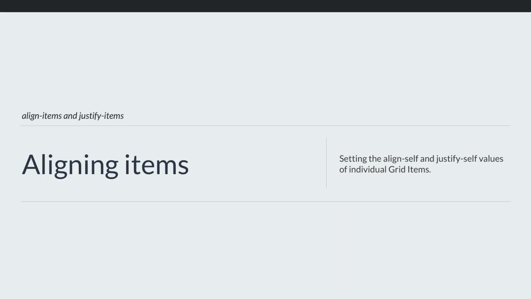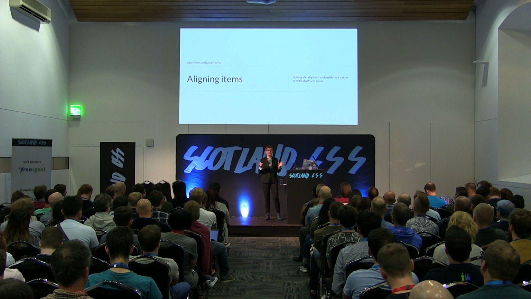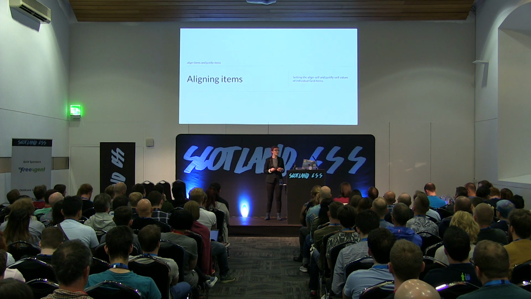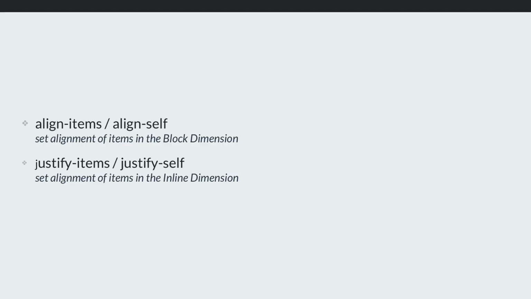We've looked at aligning the tracks, and that's really about space distribution as it is with Flexbox. But then we've created a grid, and we've got items in grid areas, but we might not just want them to stretch all over the area. We might want to move them around inside the area that we've defined. So then we're going to deal with the items. So you've got align items and align self to deal with the block dimension, and justify items, justify self, which deals with the inline.